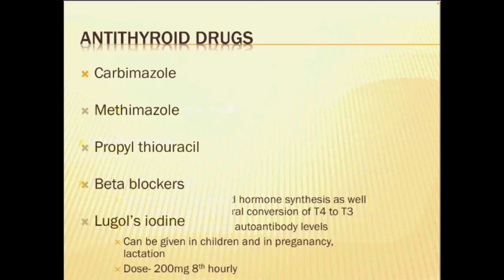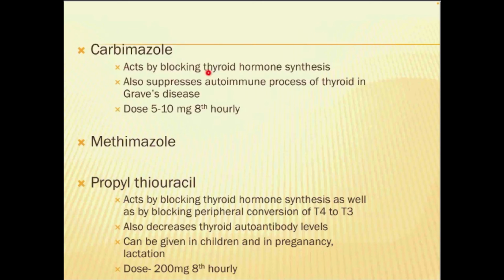So individually we should know about each drug. Carbimazole will act by blocking the thyroid hormone synthesis. Okay, it will directly block thyroid hormone synthesis. It is also used in autoimmune disease. The dose of carbimazole is 5 to 10 milligrams every 8 hours. And as said already, methimazole will get converted inside our body into carbimazole and will block thyroid hormone synthesis.